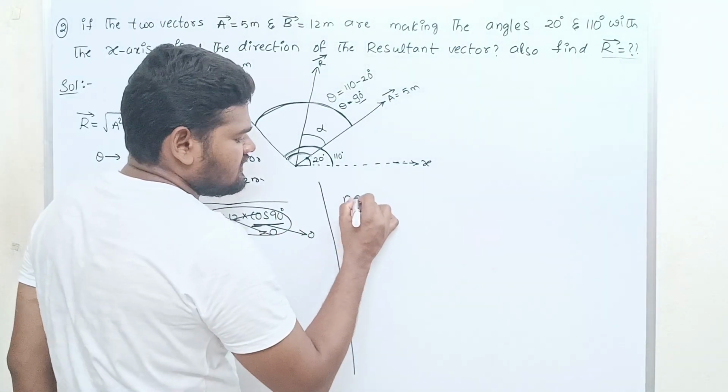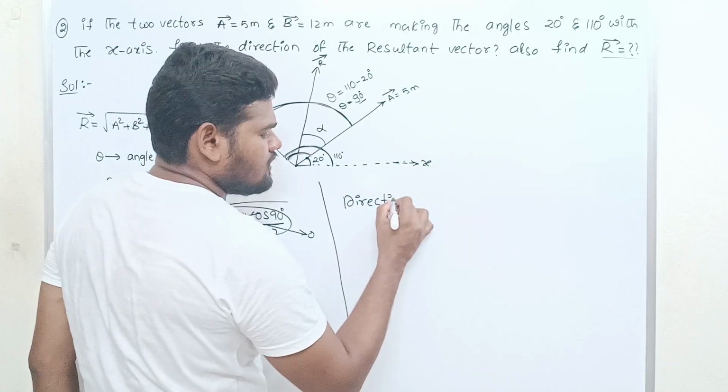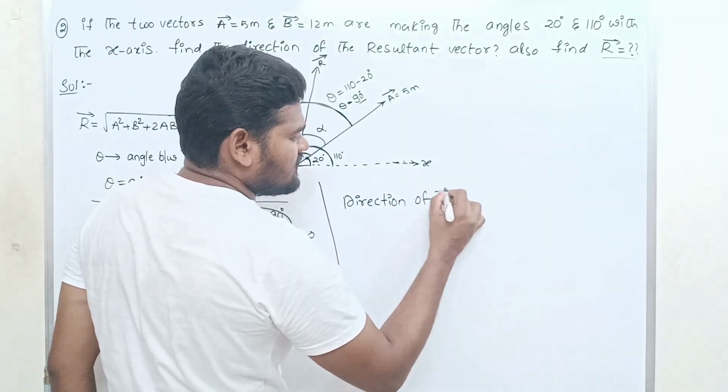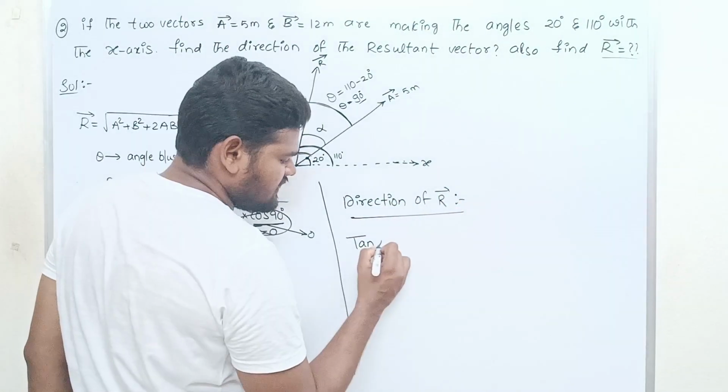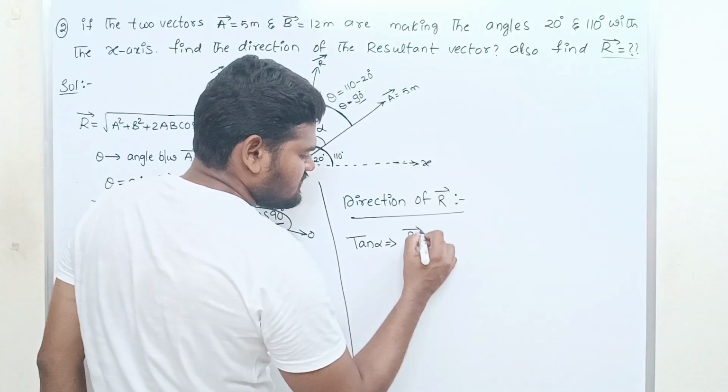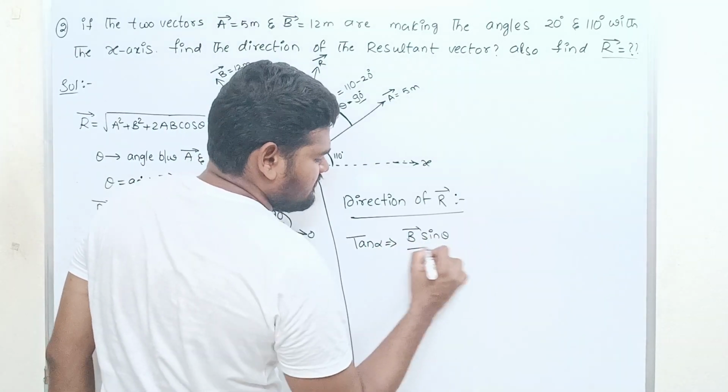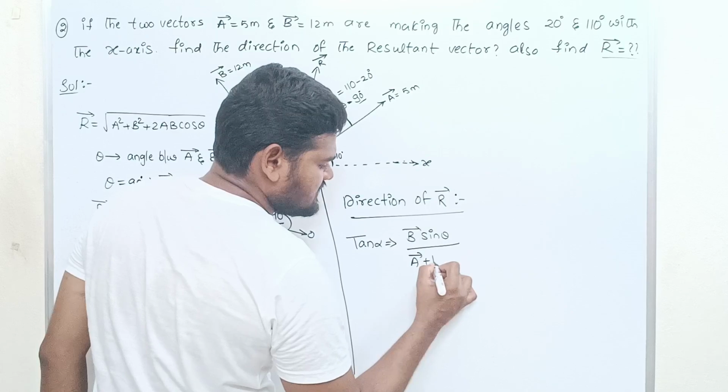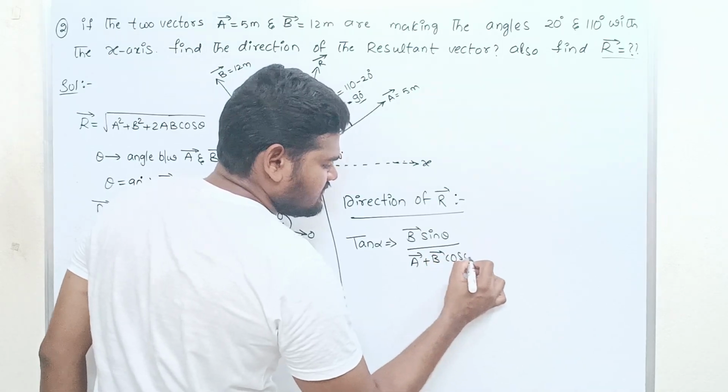Now what we have to find is the direction of R bar. What is the formula we have? Tan alpha is equal to B bar sin theta divided by A bar plus B bar cos theta.